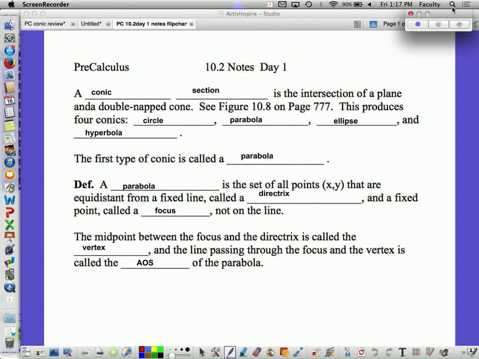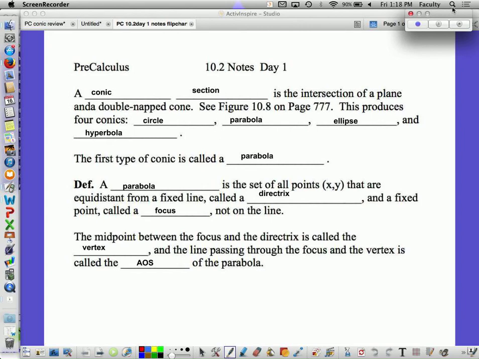A parabola is the set of all points (x, y) that are equidistant from a fixed line called a directrix, and a fixed point called a focus not on the line. The midpoint between the focus and the directrix is called the vertex, and the line passing through the focus and the vertex is called the axis of symmetry of the parabola.